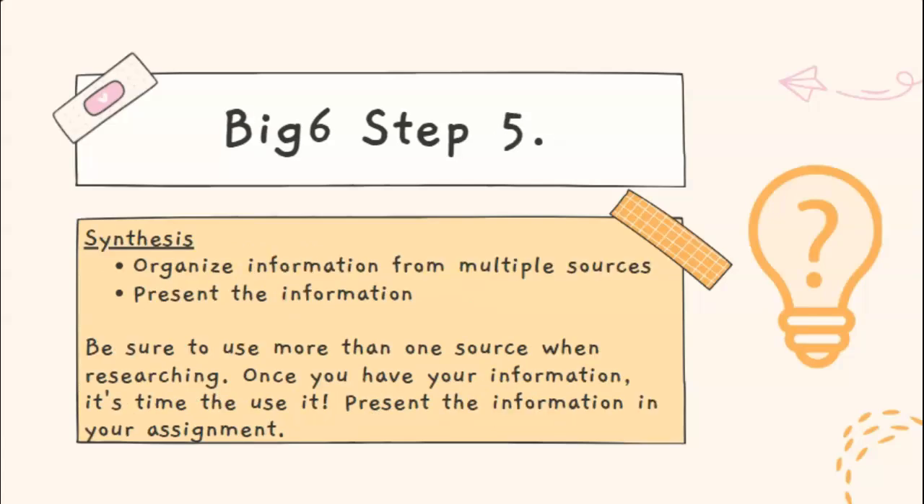Step 5 is synthesis. This is where you organize information from multiple sources and present the information. So be sure to use more than one source when researching. Once you have your information, then you got to use it. So use this information presenting it in your assignment. Make sure you're following the rubric as you do this.